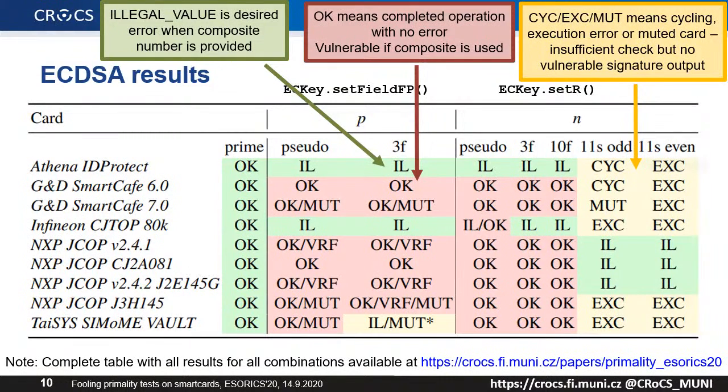And if you see cycling, muted, or some other exception, this means we submitted a composite, it was somewhat accepted, but then the card crashed or cycled, and we were not able to get something that is useful for performing the private key extraction attack.